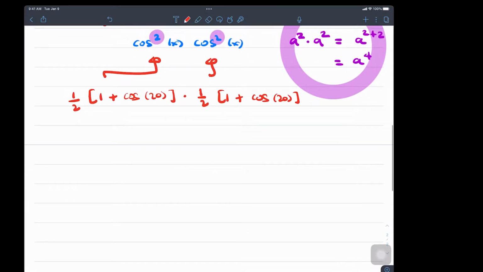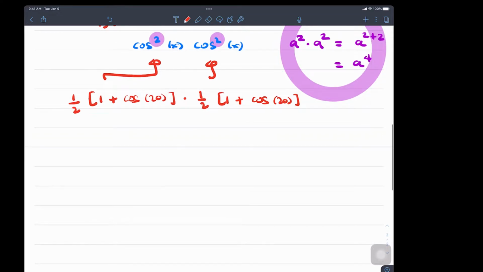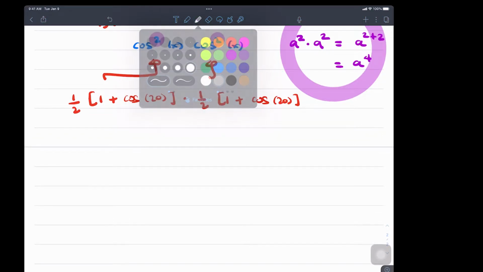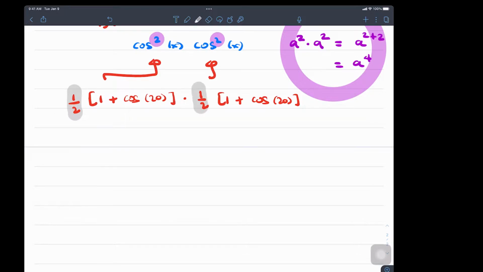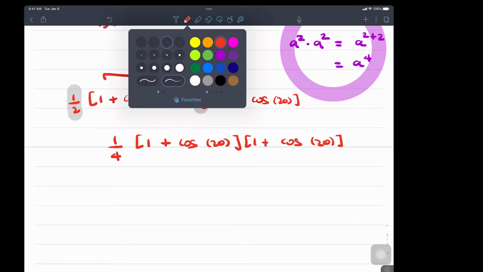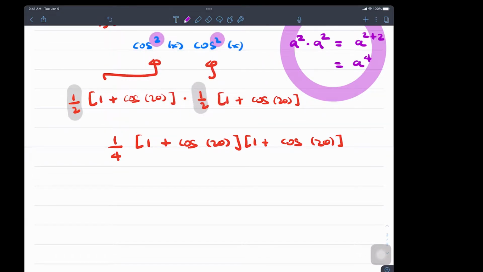And then you say, okay, Mr. Judge, what happens now? I'll say, look at the arithmetic. I'm going to switch the order. The order in which you multiply doesn't matter. So this is going to give you now what? It'll give you 1/4 now. Now you have 1 plus cosine what? 2 theta. 1 plus cosine what? 2 theta. All right, you guys okay with that?